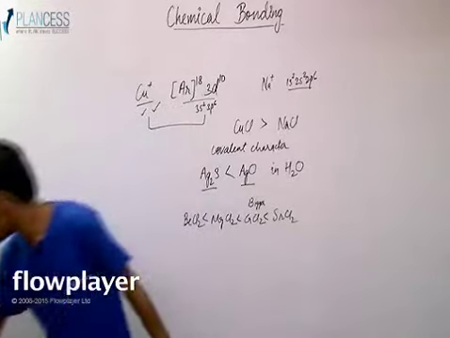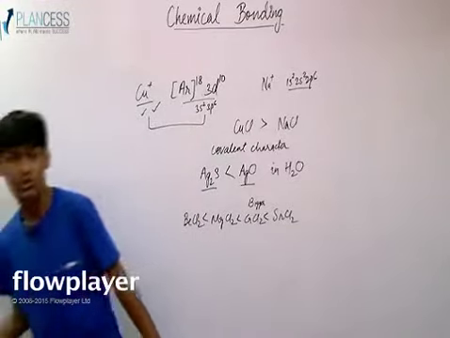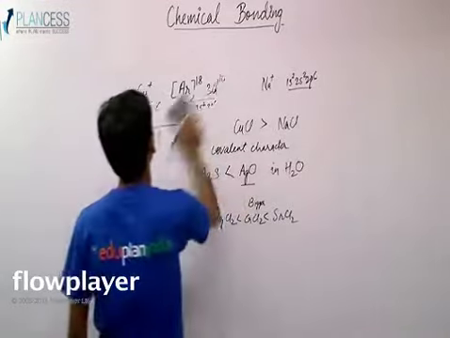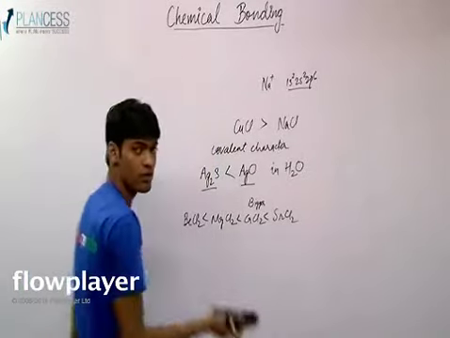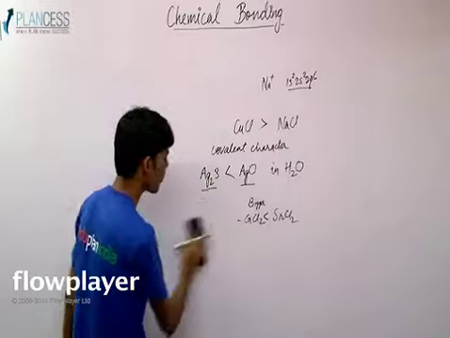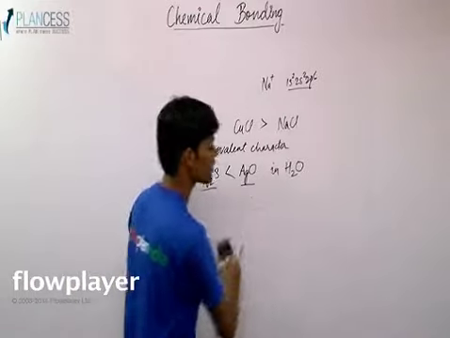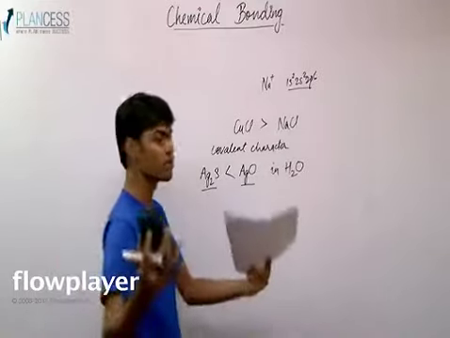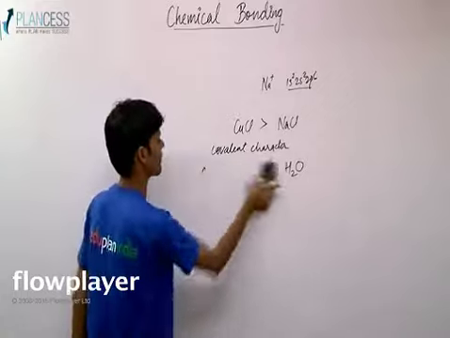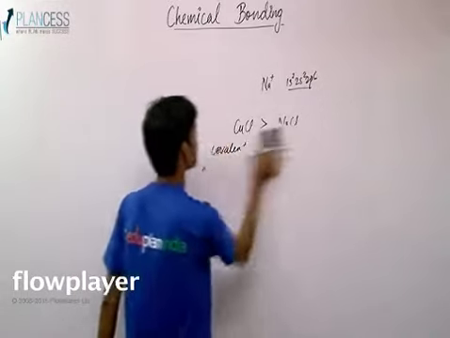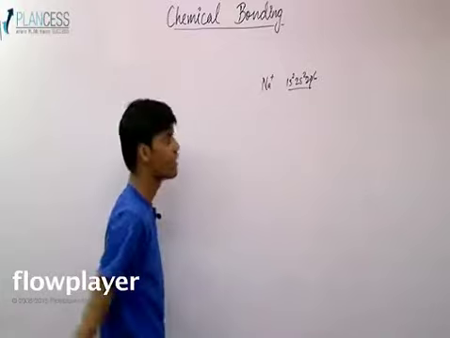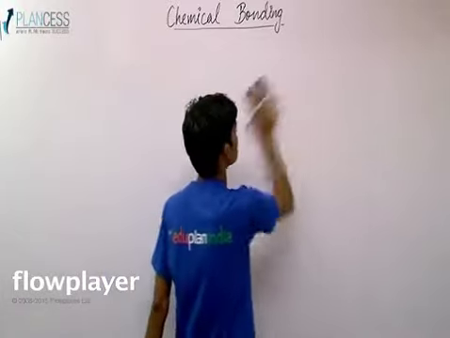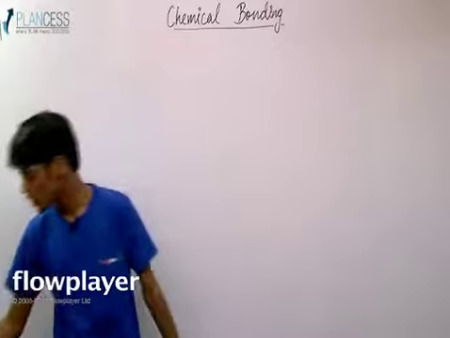Okay. So this was all about the electrovalent bond. Now turning to the second one, the covalent bond. As you know, a covalent bond is formed by the sharing of electrons between the two atoms that are combining to form a molecule. So what do we mean by sharing of an electron? Let us see one example of how sharing is done in the chlorine molecule.